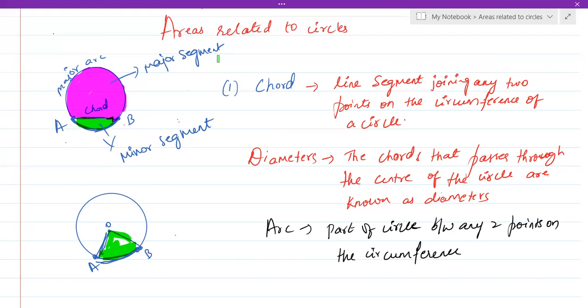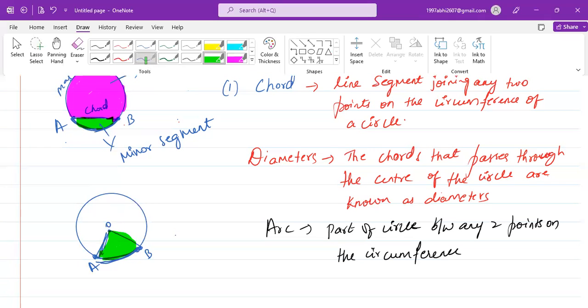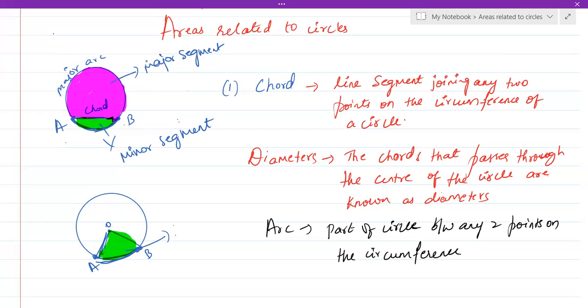So this region, this is between two radii and the arc. Which arc? Minor arc. So it is called what? Minor sector. Remember, a sector is like a cake shape or a pizza shape. So remember this: a sector is between two radii and an arc.